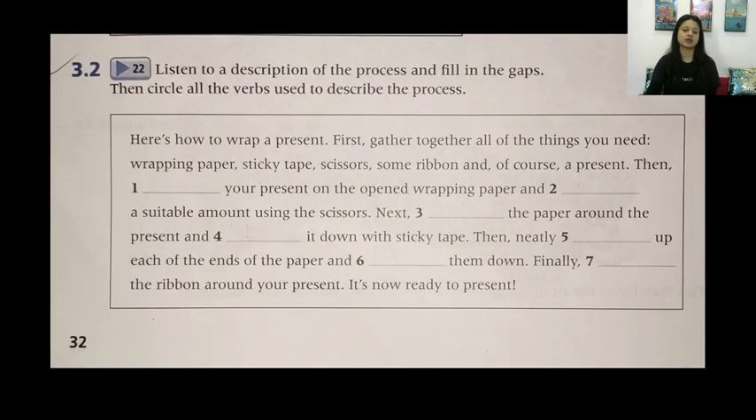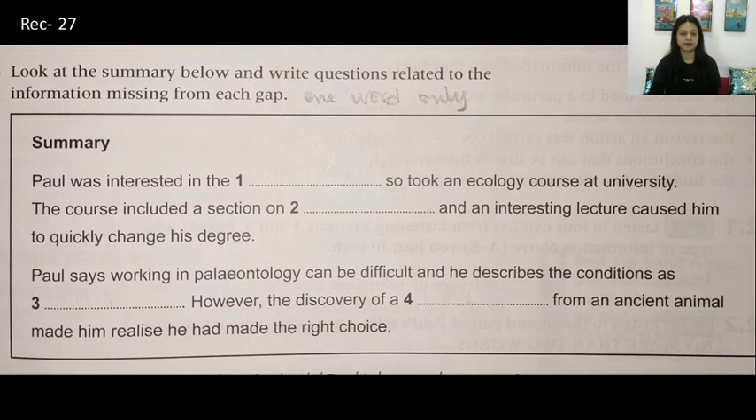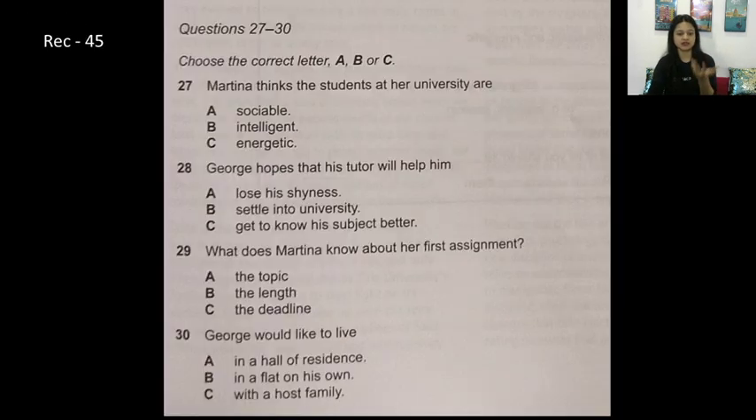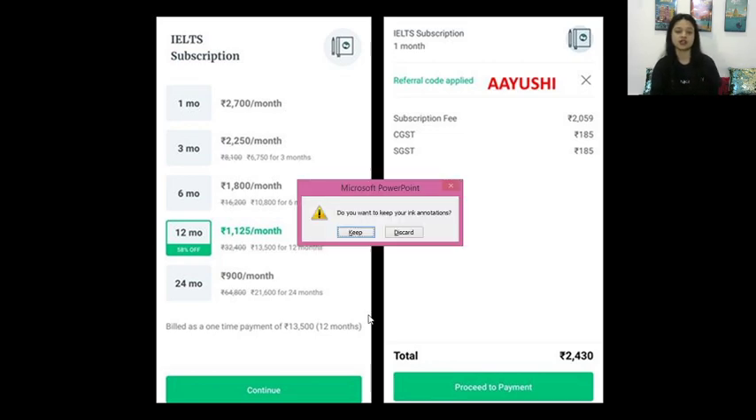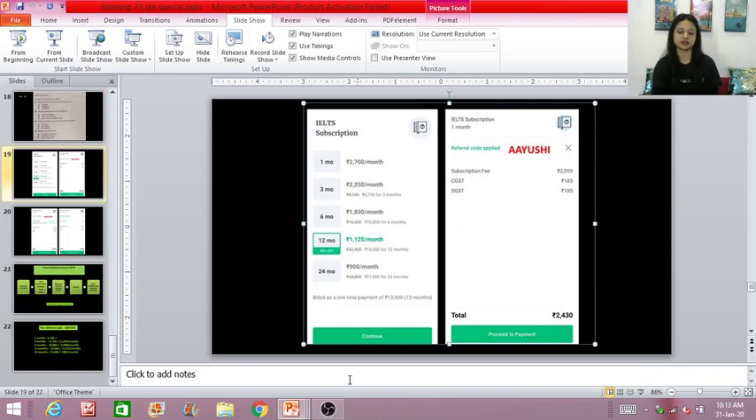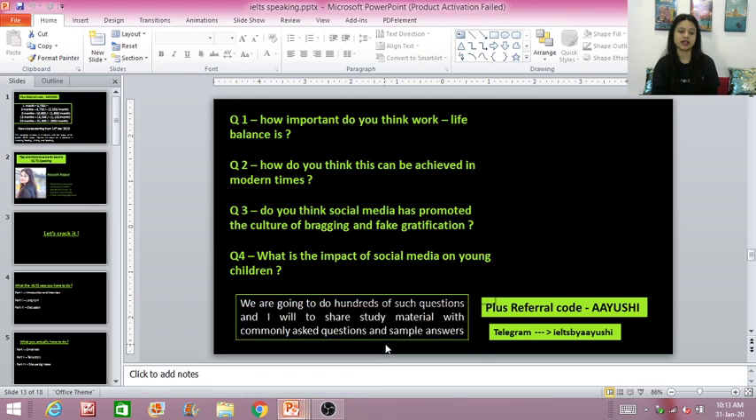This is how a question looks in the listening exam. But this is not your answer sheet. The answer sheet is very different from this, for maps and other questions. This is just how the question paper looks. Okay, so that was all about the listening exam.